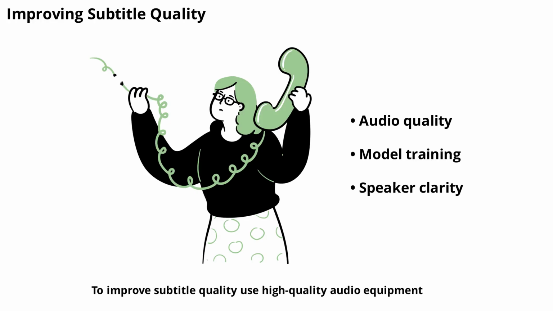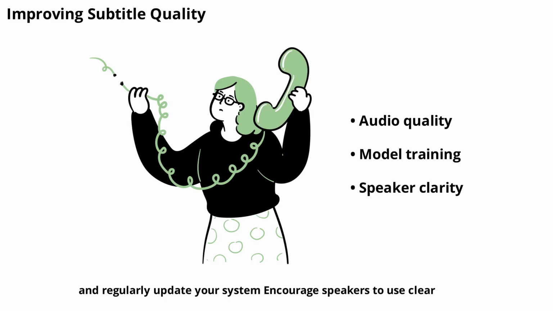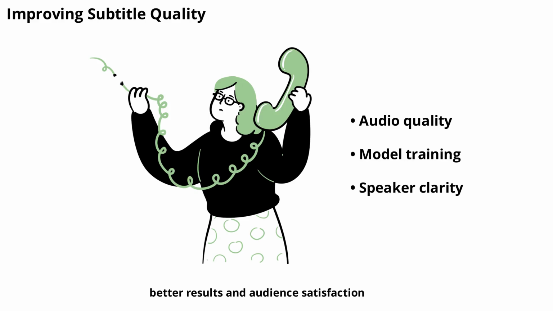To improve subtitle quality, use high-quality audio equipment, train your AI model with relevant data, and regularly update your system. Encourage speakers to use clear language and avoid overlapping conversations. Continuous improvement leads to better results and audience satisfaction.